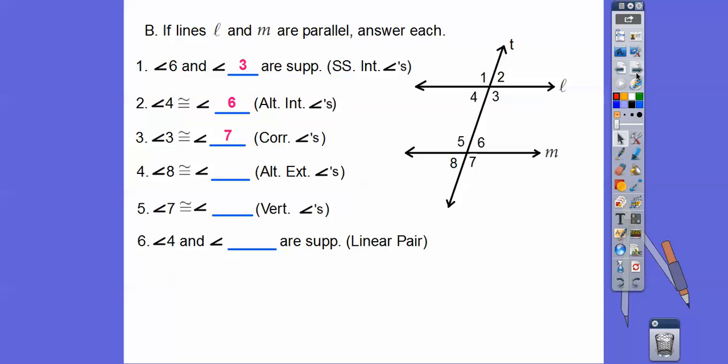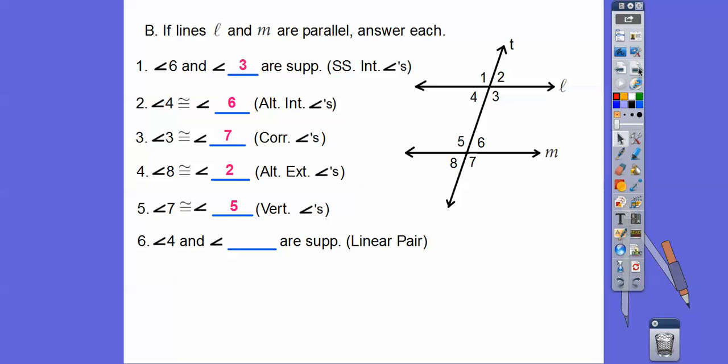8 and blank are alternate exteriors. Exteriors means outside. So here's 8. The alternating angle on the transversal would be 2, and they're congruent to each other. So 8 is congruent to 2. 7 is congruent to blank because of vertical angles. Vertical angles are opposite each other. These are congruent no matter what. I don't care if the lines are parallel or not. They don't have to be parallel for vertical angles to be congruent. So 7 and 5 are congruent no matter what. Vertical angles are always congruent.